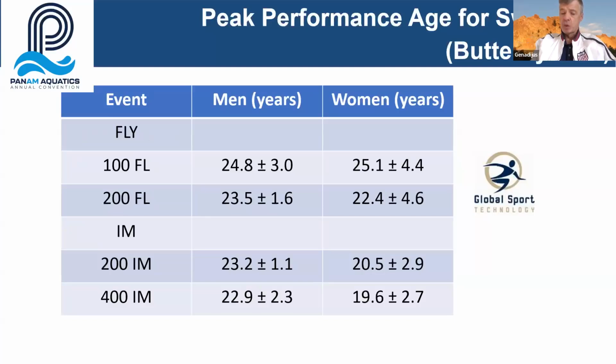Same in butterfly as well. 100 butterfly, same as 100 freestyle, 24, 25 years old is when athletes reach their peak performance age. 200 butterfly, slightly younger, and same for the 200 and 400 IM, same tendency as well. Younger athletes are swimming longer distances, and females are younger than males for the age of peak performance.